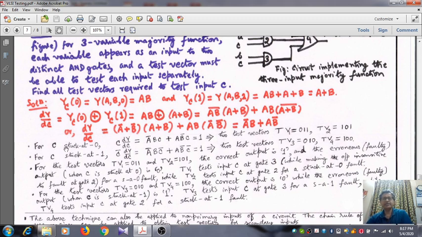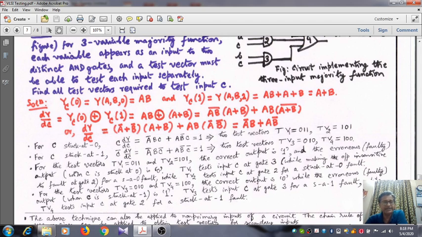Clear? The stuck at 0 fault is occurring in gate 3 and gate 2. So test vectors must satisfy C·dy/dc equal to 1. So A bar BC means A equal to 0, B equal to 1, C equal to 1. And A B bar C means A equal to 1, B equal to 0, C equal to 1. So two test vectors are there. And for stuck at 1, similarly C bar·dy/dc equal to 1. So we get A bar B C bar or A B bar C bar. So A bar B C bar corresponds to test vector TB3, 0 1 0, and A B bar C bar means 1 0 0, TB4.